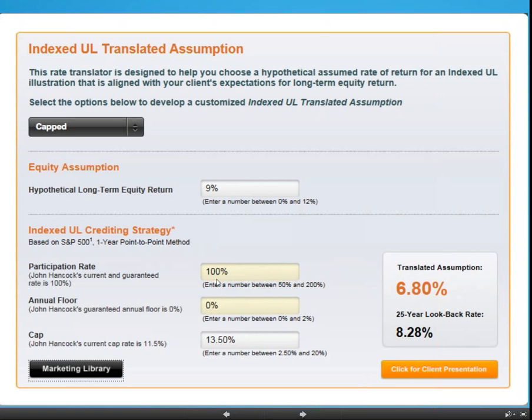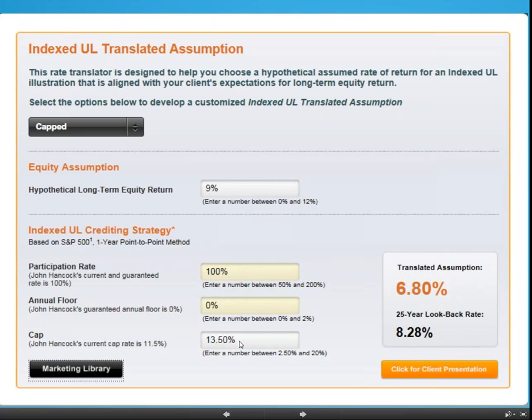What participation rate do you have? 100%? Your floor, put in here. Put in your cap here. Let's say 13.5%. Here's your translated assumption, 6.8%. Okay? Now, this is a great tool because you've got all these things you can put together, and it gives you a way to compare products. So now we can take that product with a 13.5% cap, say it's going to return reasonably 6.8%.